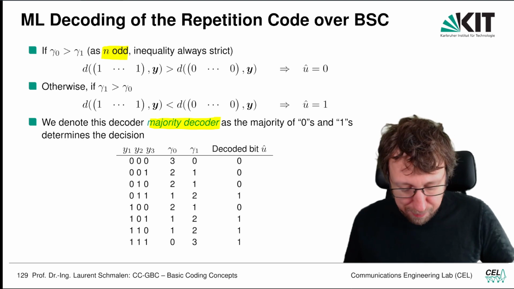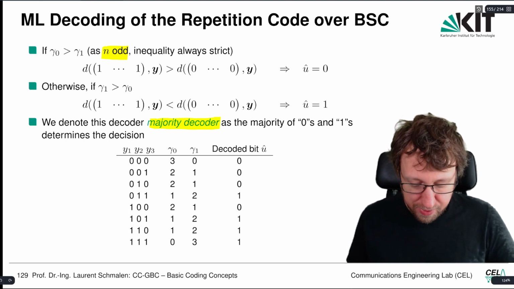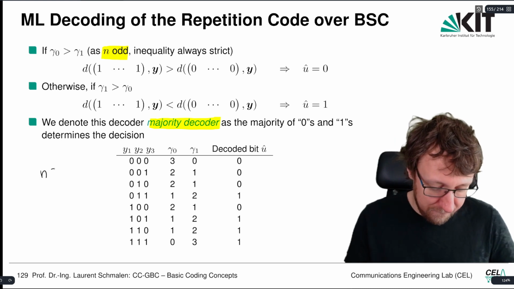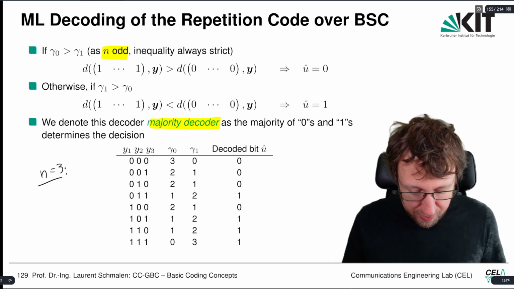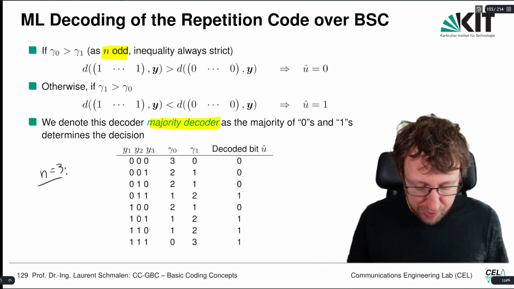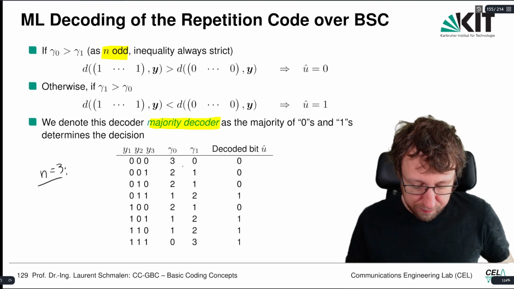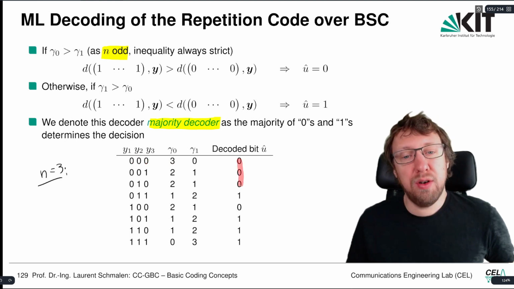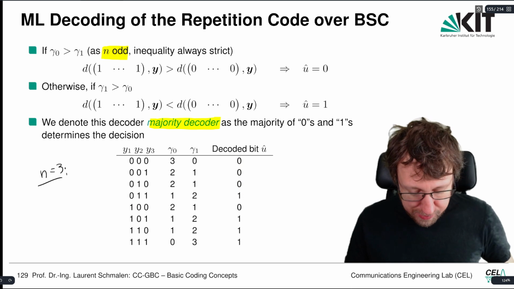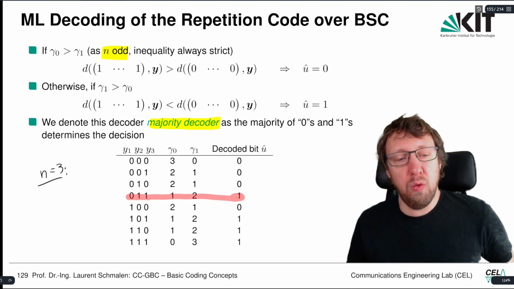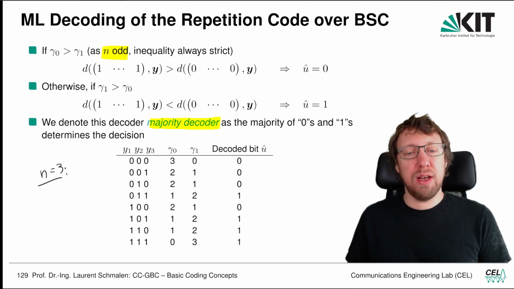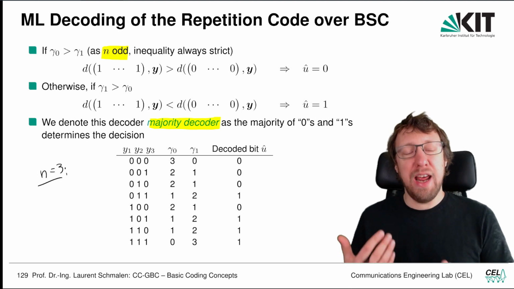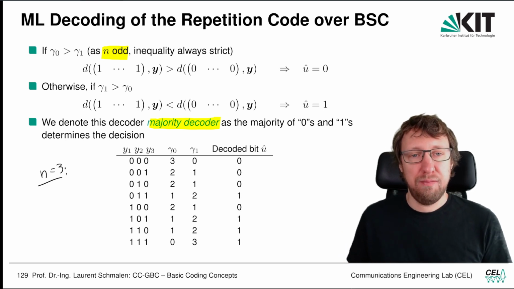We can do this for an example. For n equals 3, we can enumerate all the code words. That's what we did here. And we can just count gamma 0, gamma 1, and do a decoding. We see that if there are more zeros than ones, we decode to a 0. If there are more ones than zeros, like in this case, we decode to a 1. And here also we decode to 1. So that's the maximum likelihood decoder. That's the decoder that minimizes the error probability on the binary symmetric channel.